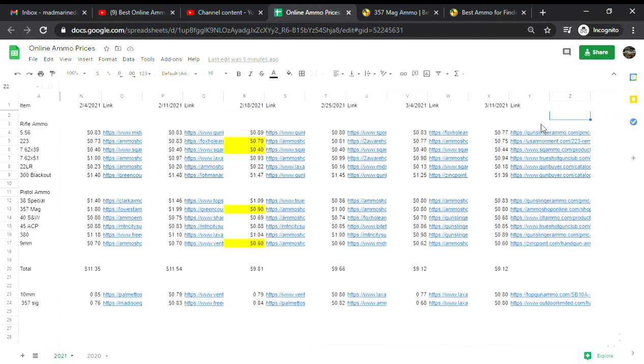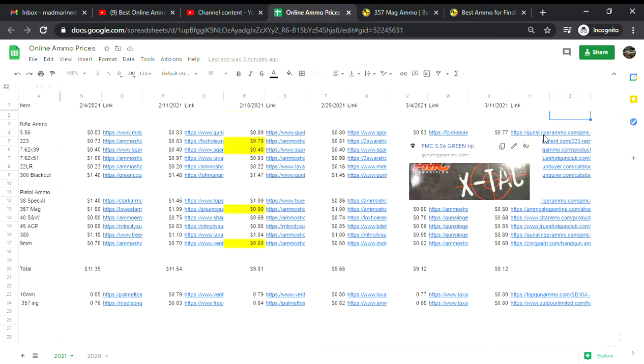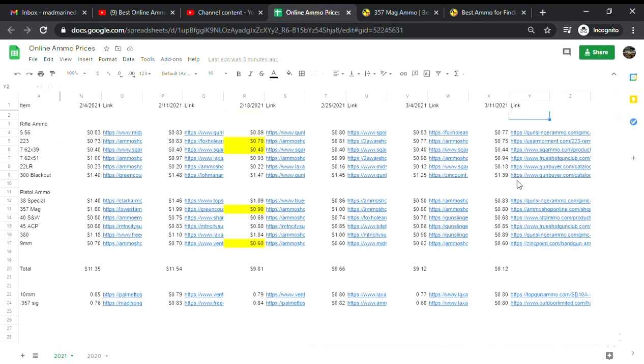7.62x39 jumped 4 cents, so it's at 44 cents a shot. And 7.62x51 is at 94 cents a shot, which is nice. Hopefully it will keep dropping. It's been floating around a dollar, and I hope it drops because that's a lot of money. A lot of hunters use 7.62x51, so maybe if that drops, they're not having to pay too much. Although I guess hunting season's almost over, depending where you're at.